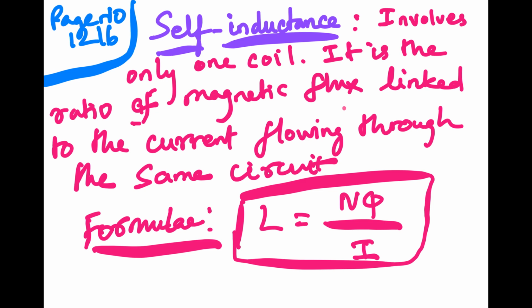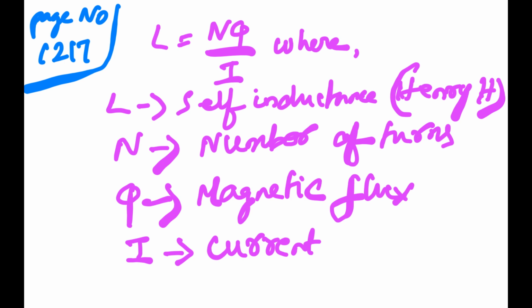Self-inductance involves only one coil. It is the ratio of magnetic flux linked to the current flowing through the same circuit. The formula is L equals N phi divided by I, where L is self-inductance in Henry, N is the number of turns, phi is magnetic flux, and I is current.